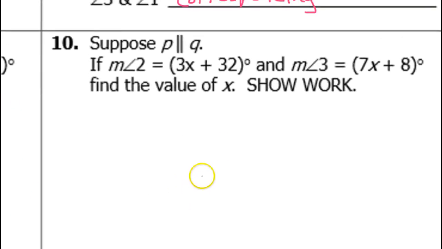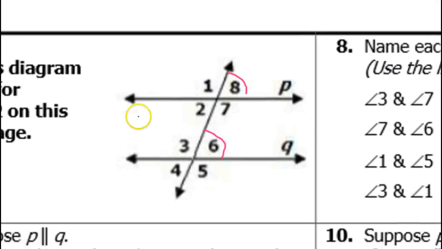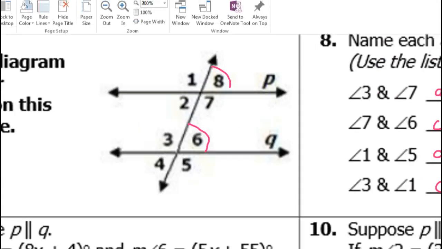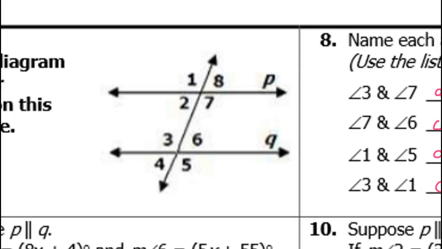All right, number 10. Number 10 involves angle 2 and angle 3. Okay, these are consecutive interior angles. Angles like these will not be congruent, except if they both happen to be 90. But they will be supplementary. They have to add up to 180.